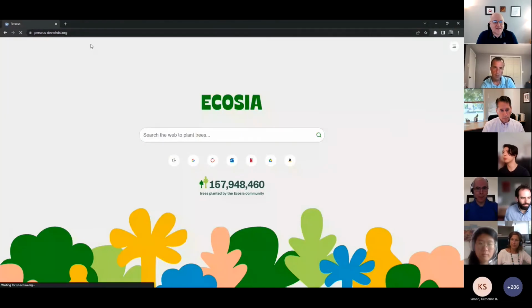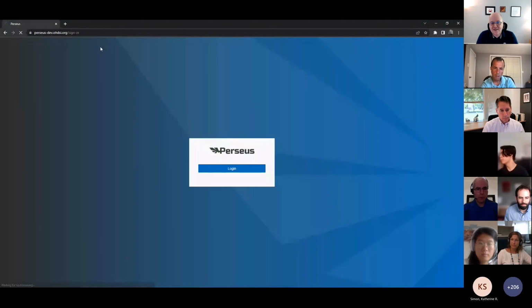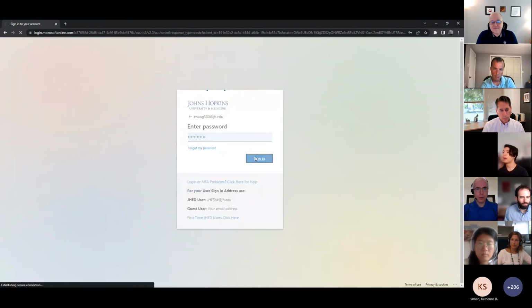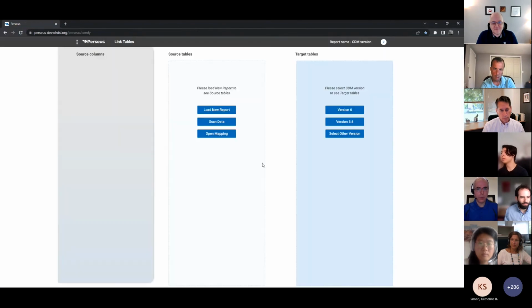So I'm going to go to my web browser, and it really is as simple as going to the URL. This is currently a closed beta, but it will be opening within the coming weeks, and it is just an institutional login. I'm logging in with my Johns Hopkins account, and that allows me to access the Perseus site. So as it's pulling up, we're in. There's zero setup involved on the user side. It is really that simple to get into the ETL process.